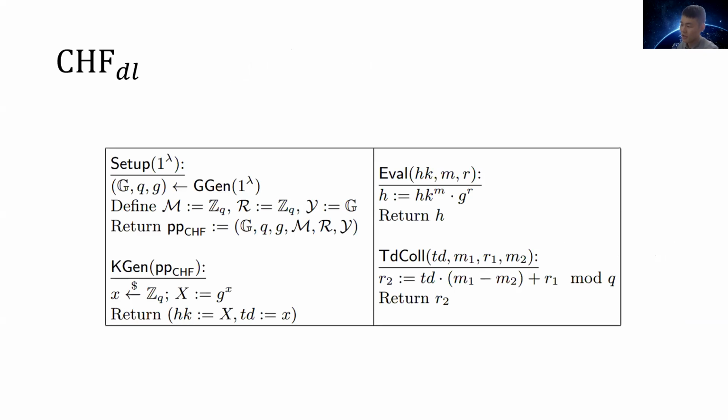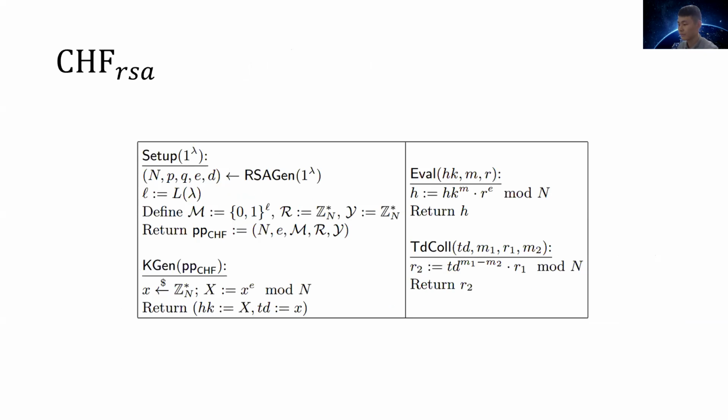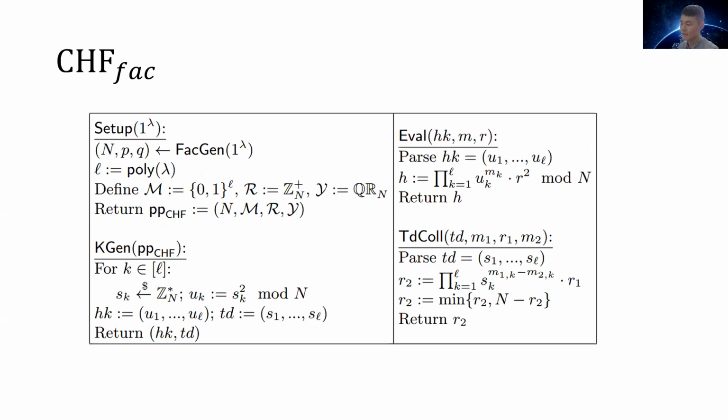This is a construction of CHF-DL from the discrete logarithm assumption. This is the CHF RSA from the RSA assumption. And this is the CHF factoring from the factoring assumption.